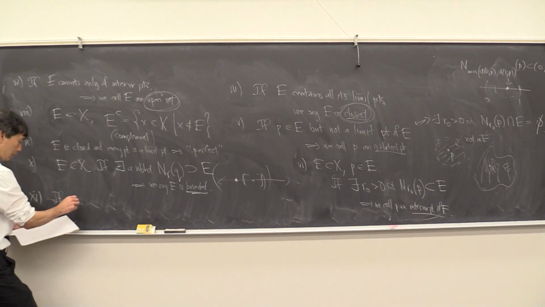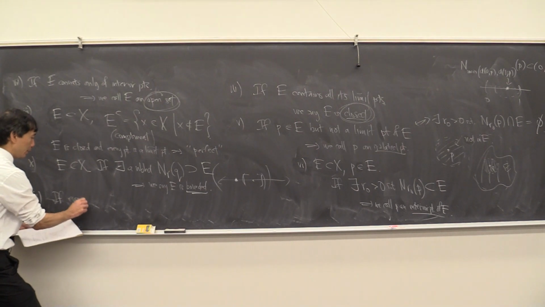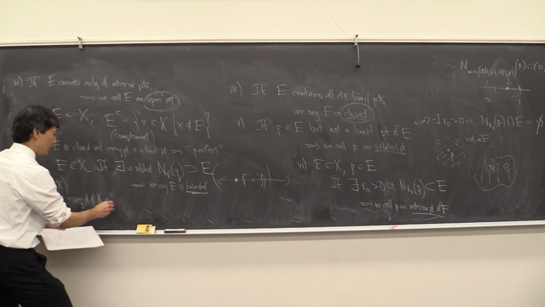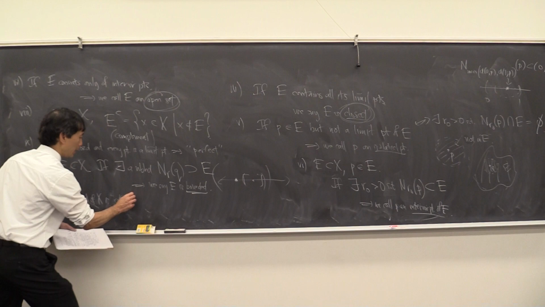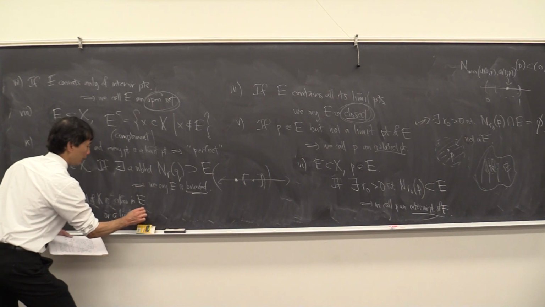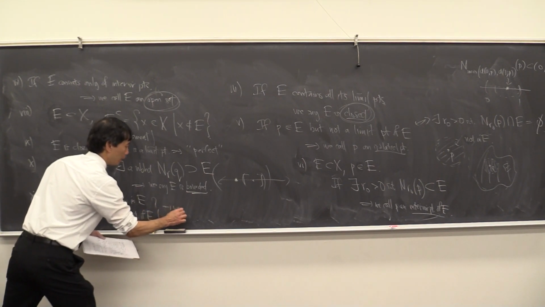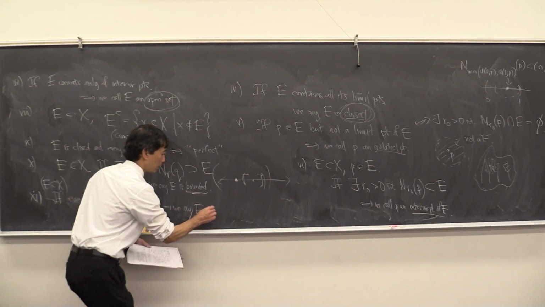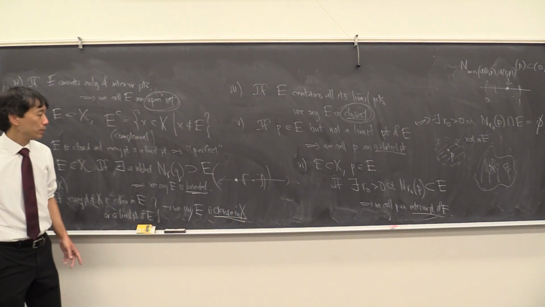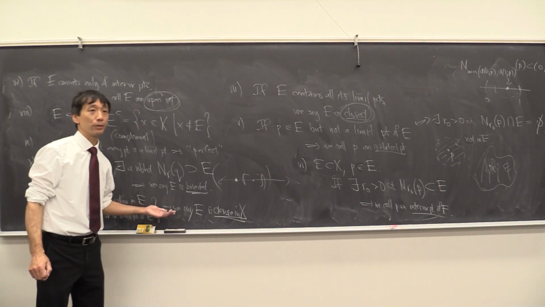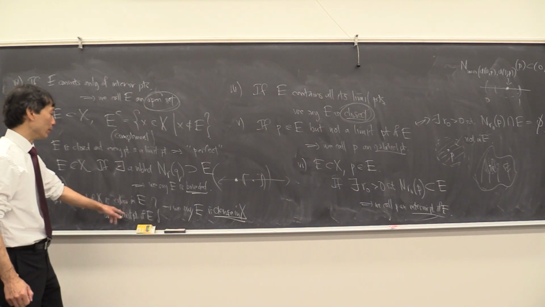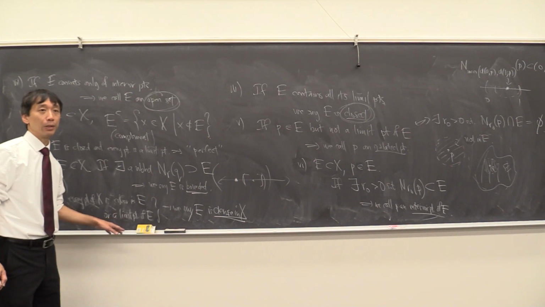Also important, again E is a subset of X. If every point of X is either in E or a limit point of E, then we say E is dense in X. So for example, the rationals are dense in the reals, because every real number is either a rational number or it's a limit point of the rational numbers.